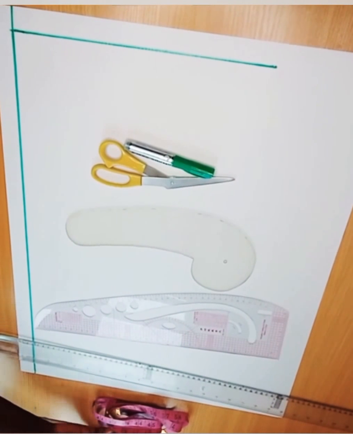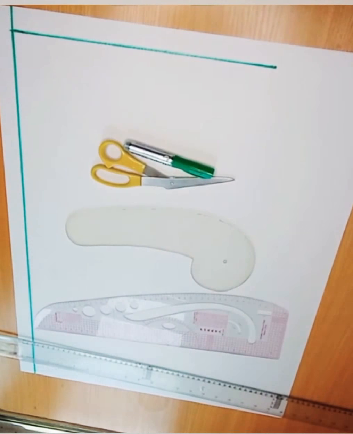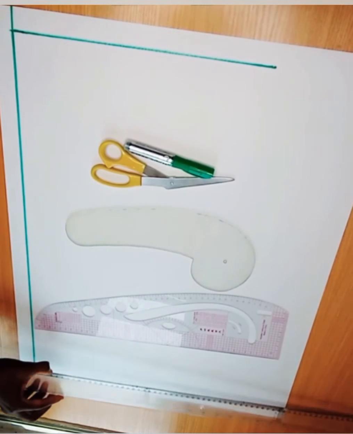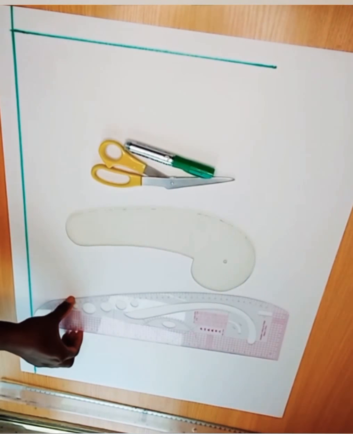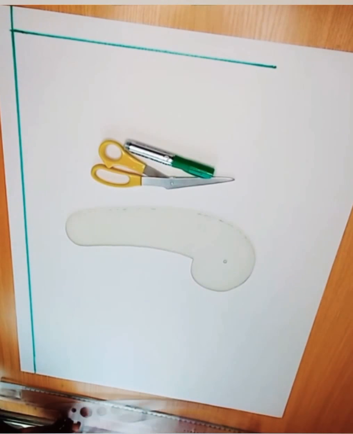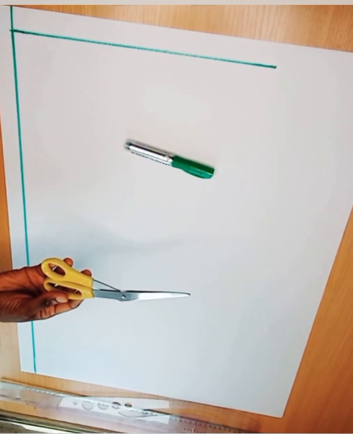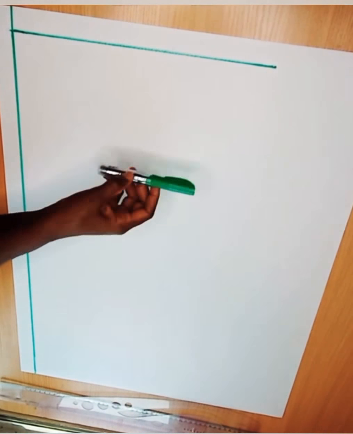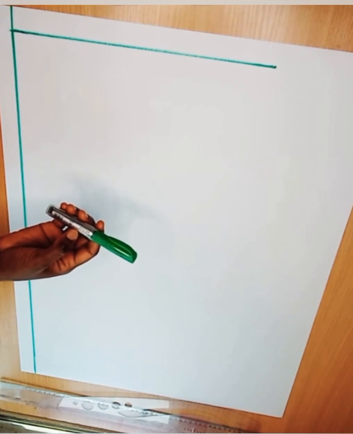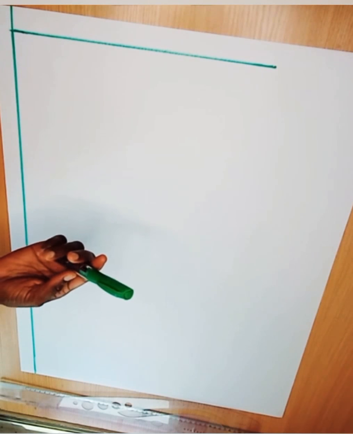Tools I'll be using: tape measure, a straight ruler, versatile cutting out ruler, armhole curve, a pair of scissors, a pen marker. Please make sure you use a pencil whenever you're drafting your pattern, and of course a pattern paper.